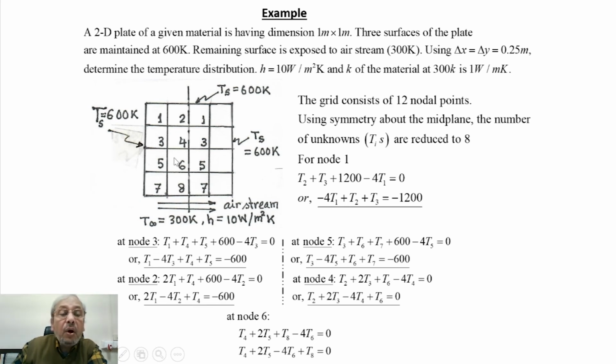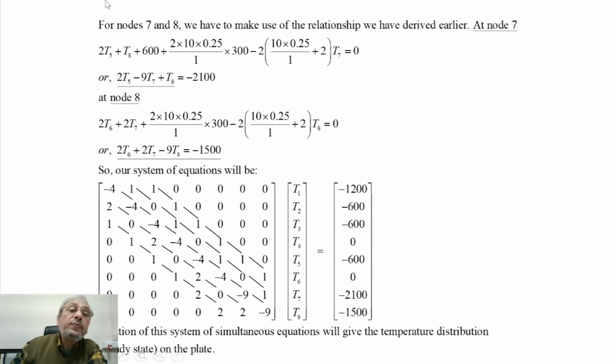These are the same, all internal nodes. You can see we have calculated here 1, 2, 3, 4 up to 6. These are all internal nodes. Now these two nodes are falling on the boundary, so we have to have a little special treatment. For nodes 7 and 8, we have to make use of the relationships that we have just derived.